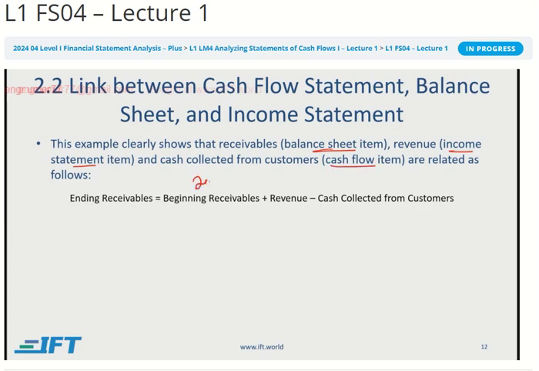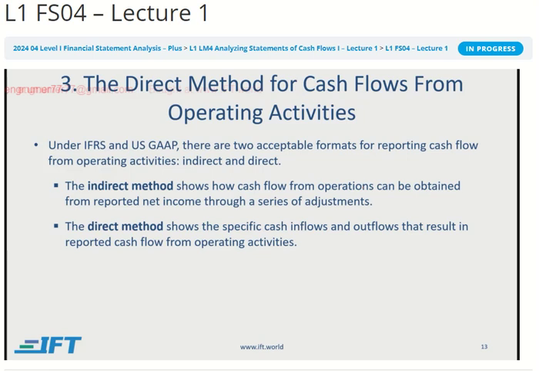So the beginning accounts receivable 200, revenue 5,000, cash collected only 4,800, right? That means the ending receivables will be 400, because sales of 5,000 is 200 more than the cash received of 4,800. So the remaining amount definitely will increase your receivables. Right. So how do we go about preparing your cash flow from operating activities?